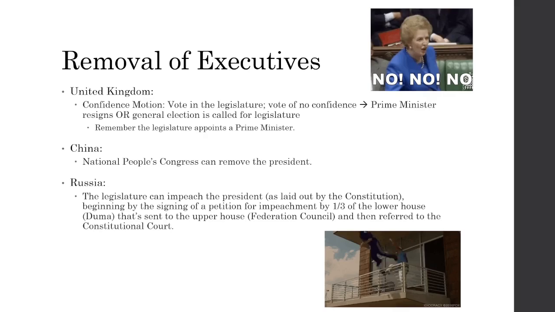Now in Russia, the legislator can impeach the president as laid out by the Constitution, like in Nigeria and Mexico. Well, Mexico, we don't really know how it works. But they sign a petition for impeachment by not one-third of the lower house, two-thirds. That's not right. Two-thirds of the lower house, which is the Duma, and it's sent to the upper house, which is the Federation Council, and then it's referred to the Constitutional Court, which is a body we haven't really discussed yet, and that's all you have to know. It's involved in the impeachment process.